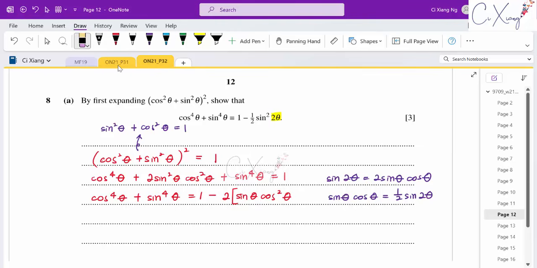So just now I'm having sine square theta, cos square theta, right? If I rephrase it, I can actually factorize out the square, so it becomes sine theta cos theta, squared. I want to change it to this pattern so that I can substitute the double angle formula in a reverse way directly. So substitute the equation inside.